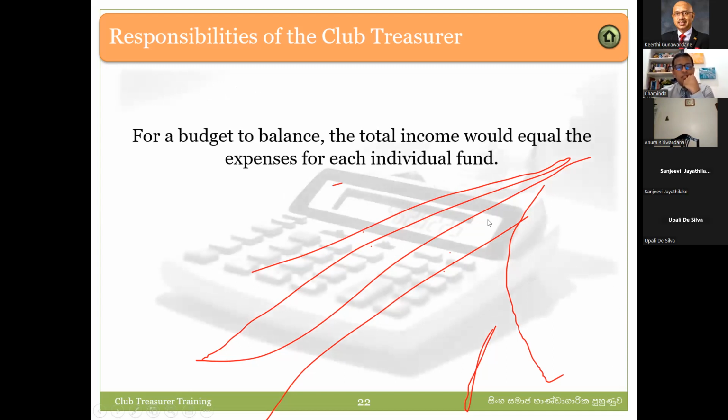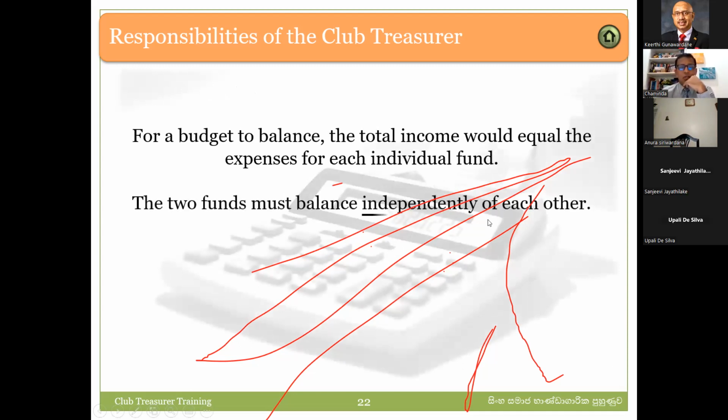For a budget to balance, the total income should equal expenses for each individual fund. Every budget must have revenue and expense tally. We cannot spend more than our revenue. So the 2 funds must balance independently. You can't combine the two budgets and say we take the shortfall of admin from service, or the shortfall of service from admin. It's 2 separate budgets. Okay?